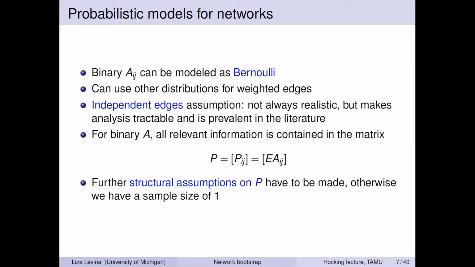So if you're going to infer anything about this thing, you need to make structural assumptions on P. There has to be some information sharing across all these edges. And you hope there is, right? In real data, there should be, otherwise they wouldn't all be in the same network.